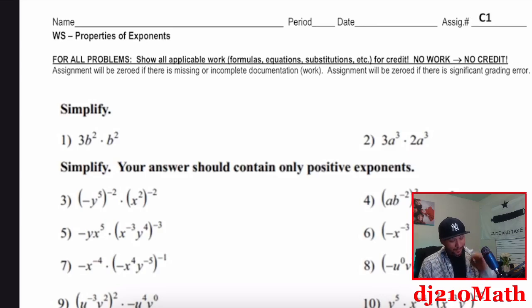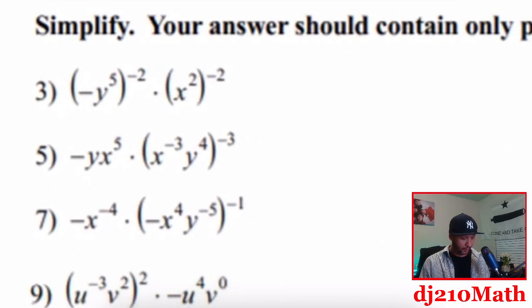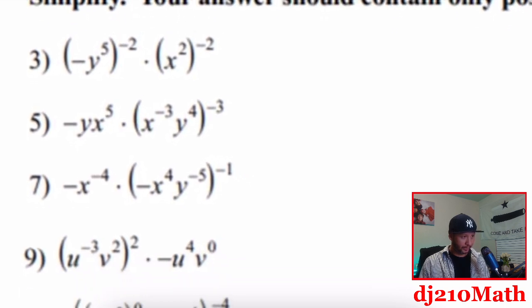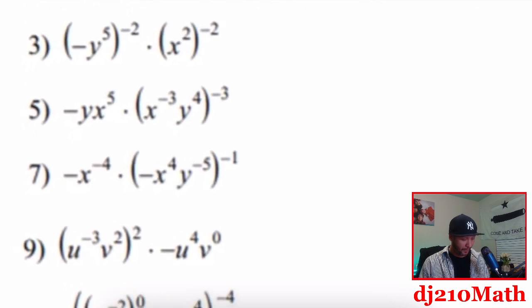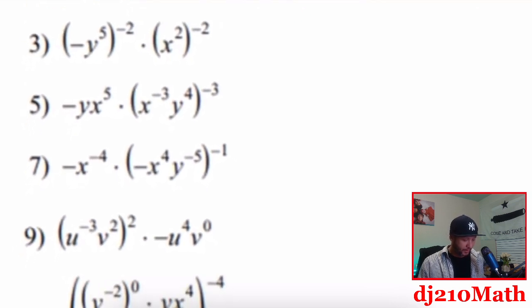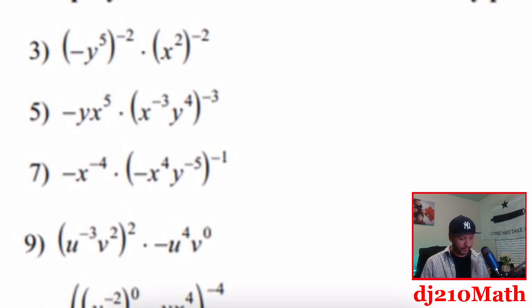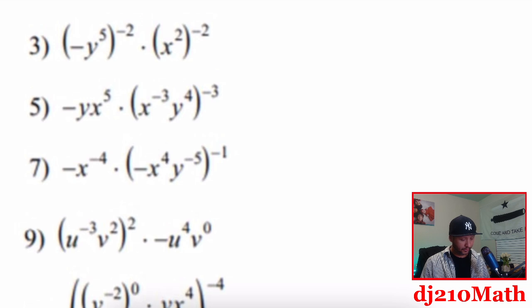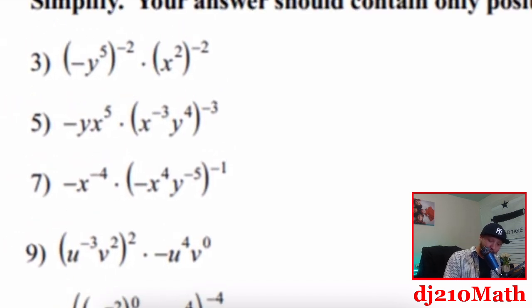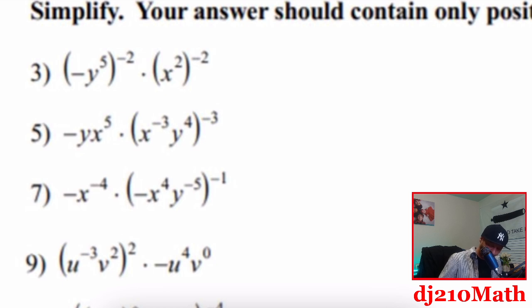Okay, properties of exponents. I'm going to start with the odds first, and then we'll go and do the evens. All right, so the first thing I want to point out is that you've got to pay attention to the parentheses. When they have a parentheses and a power, so for instance here, number 3, the -2 applies to the negative inside the parentheses and to the 5.